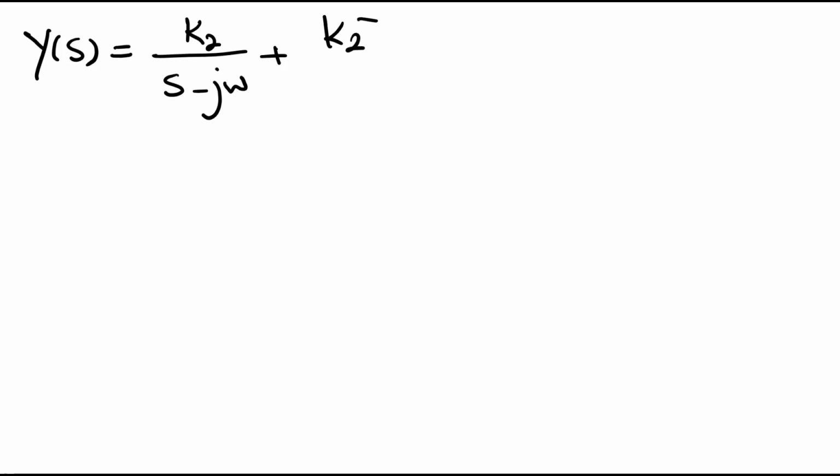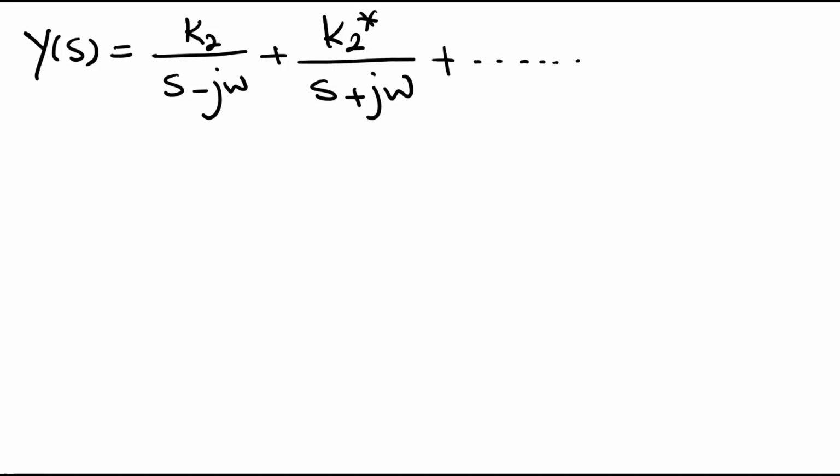Okay, let's see how we can find our K2. Here, let me write y of s one more time. So our y of s has some partial fractions. Some of them are in our response because of our transfer function, and some of them, like K2 over s minus j omega and K2 conjugate over s plus j omega, are in our response because of our input. Now, I don't care about the rest of them.